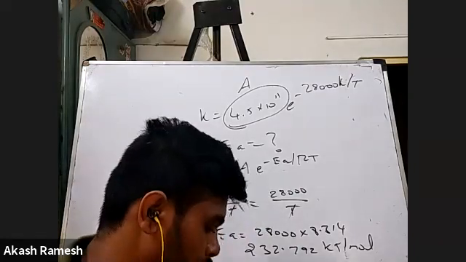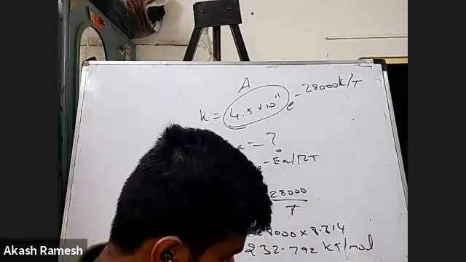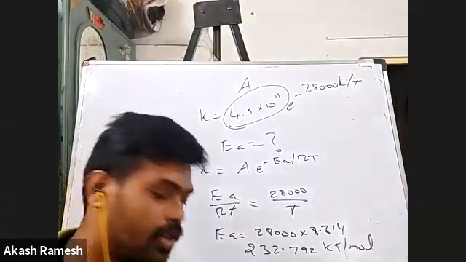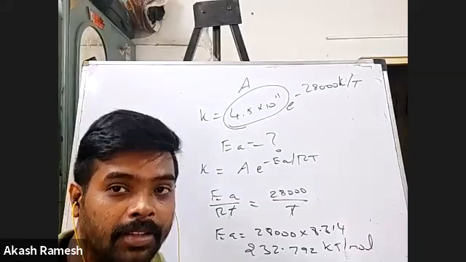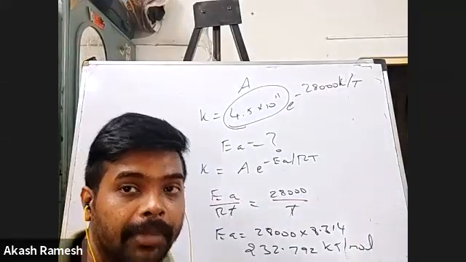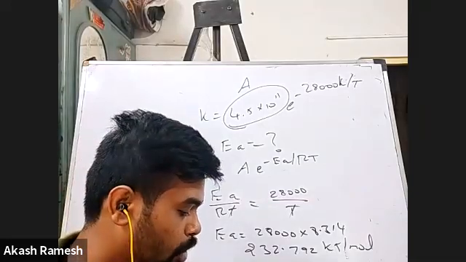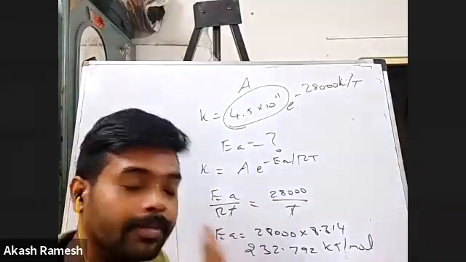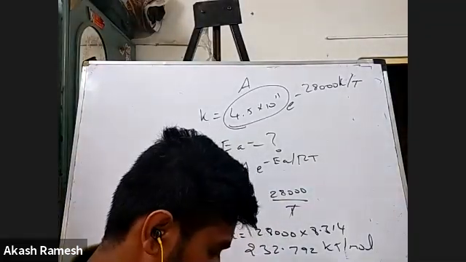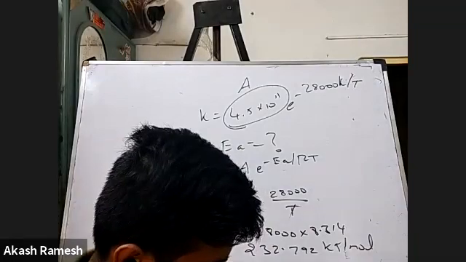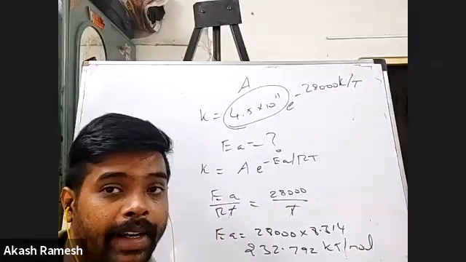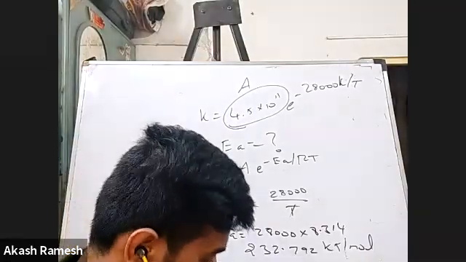And if you do the stupid mistake of substituting the temperature in degrees Celsius, I know at least one of you would have done it for sure. Please put the value of temperature in terms of Kelvin. If you don't do that, the entire problem is wrong. So 10 degrees Celsius would become 283 Kelvin.